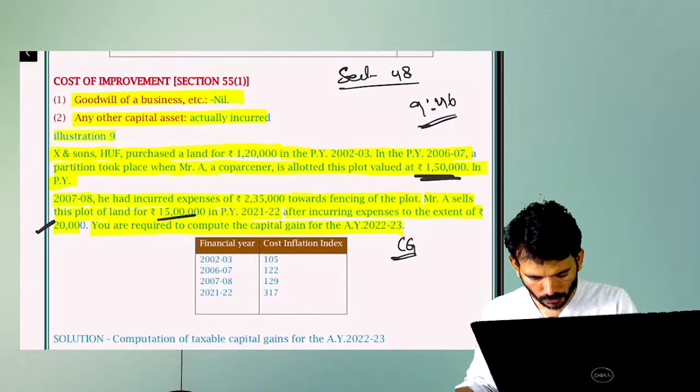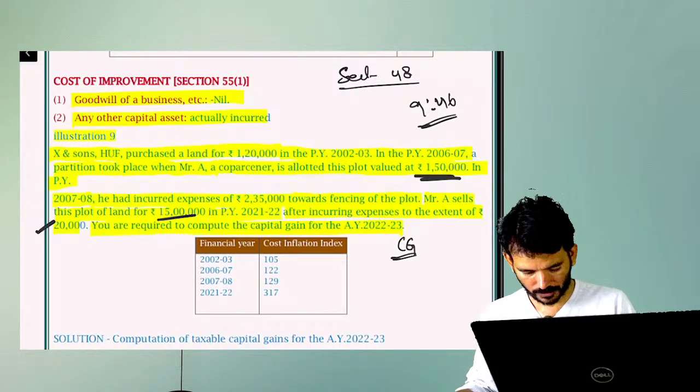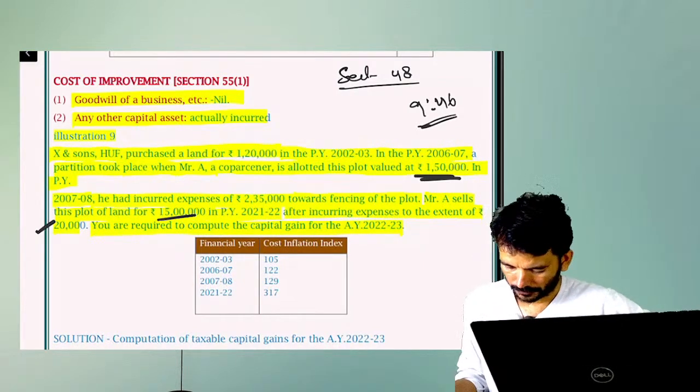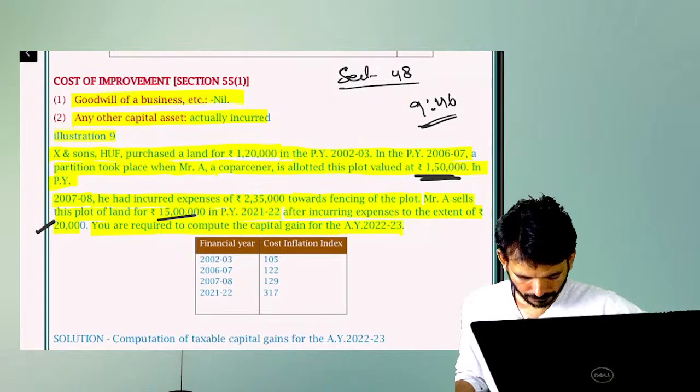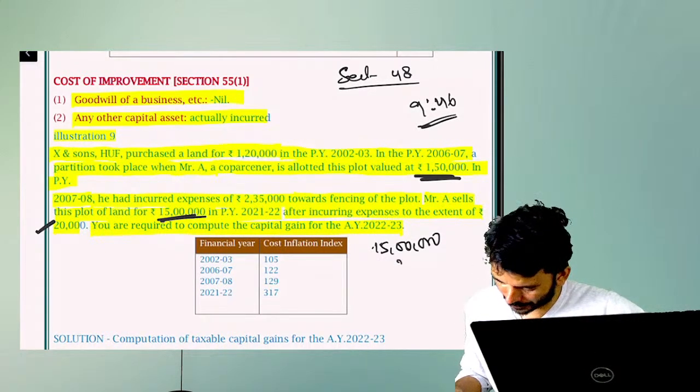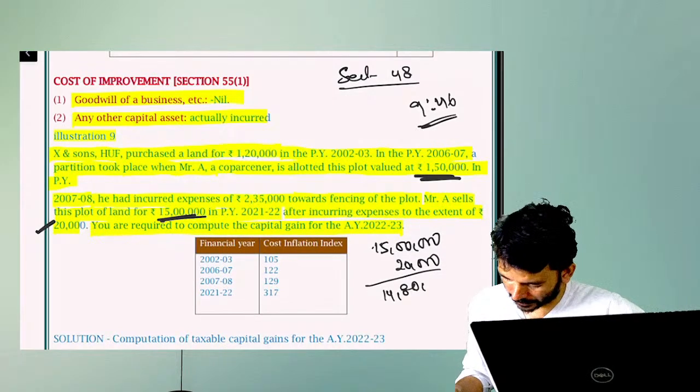54,234. No, Jacob, your answer is wrong. Try again. Anything you did wrong. Sale consideration 15 lakhs. I think you are taking this properly. And transfer expenses is 20,000. So 14 lakh 80,000 will be your net consideration.